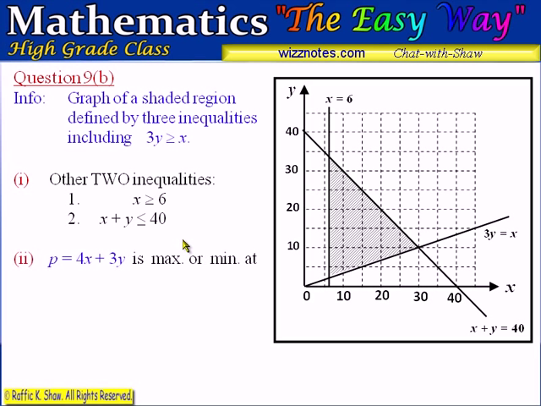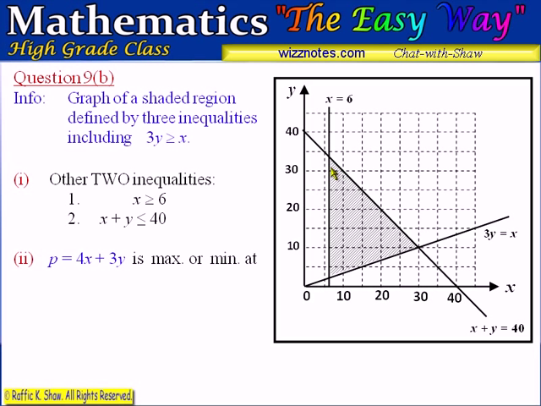Now let's move to part 2. Part 2 says the function P = 4x + 3y satisfies this shaded region, and we are asked to identify points in this graph that can be used to find the maximum or minimum values of P. The maximum or minimum values of P will occur at the vertices of the shaded region, and if a vertex cannot be used, then it will occur at a point along the side.